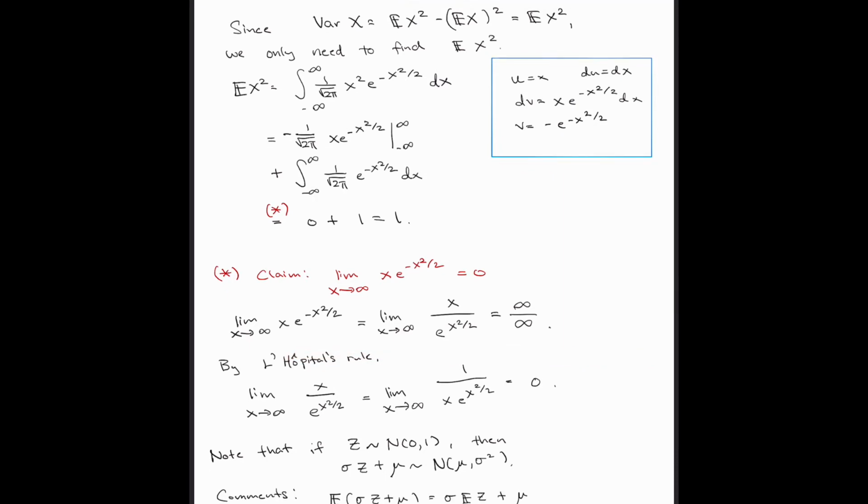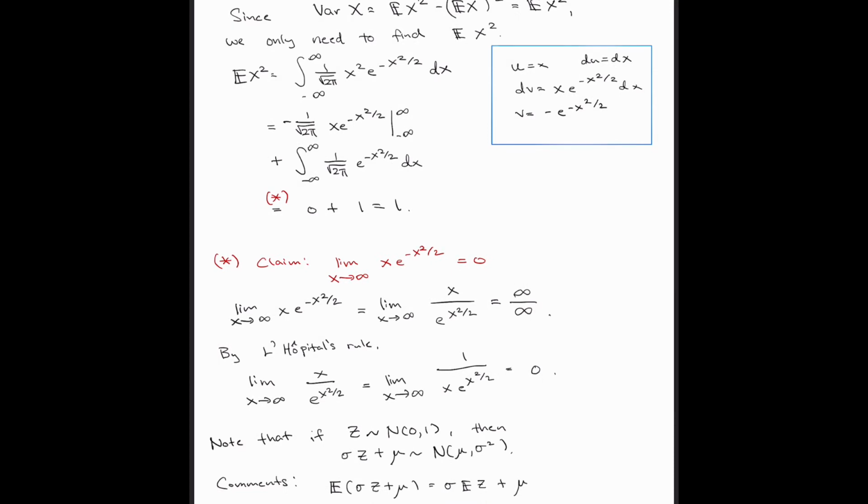And how do we apply it? Well, the limit of this original expression is equal to the limit of the derivative of the top function, which is 1, over the derivative of the bottom function, which is x e to the x squared over 2. And this is just 0, because the numerator is 1 and the denominator is infinity. And you can do the same thing with minus. It's 1 over minus infinity, so this is also 0.